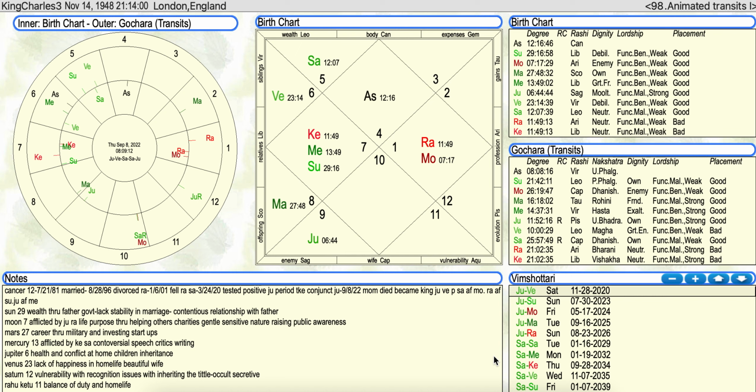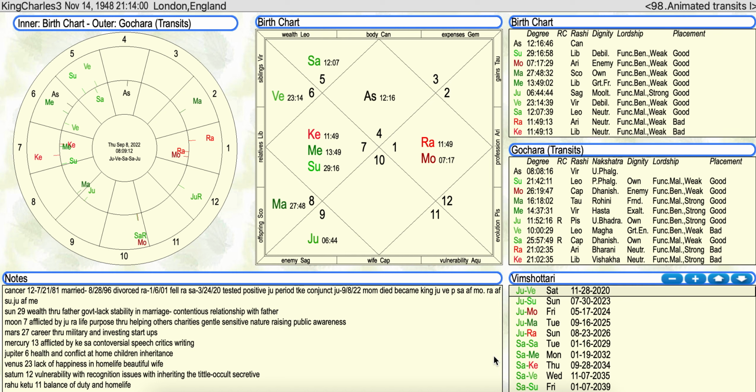He got married in 81 during a Venus period. Venus is family, starting a family. Then he got divorced in 96 during a Rahu period, bringing big changes to the family. Then he fell, had an accident in a Rahu-Saturn period. Saturn rules the house of accidents, the eighth house.